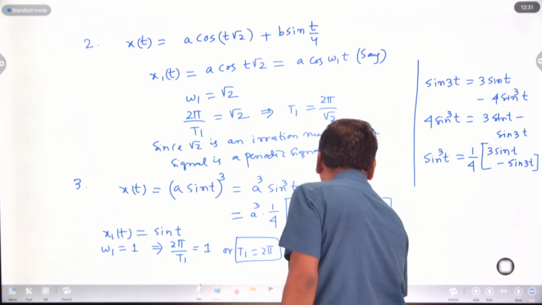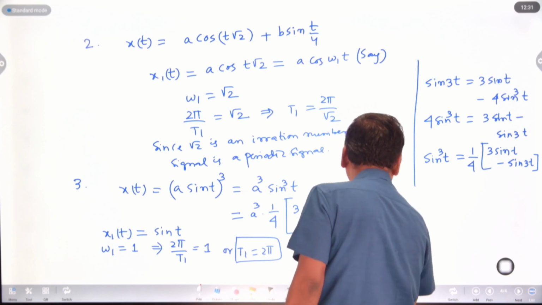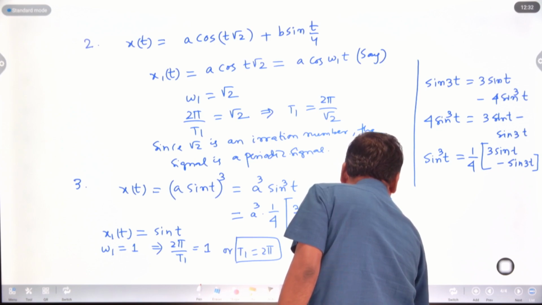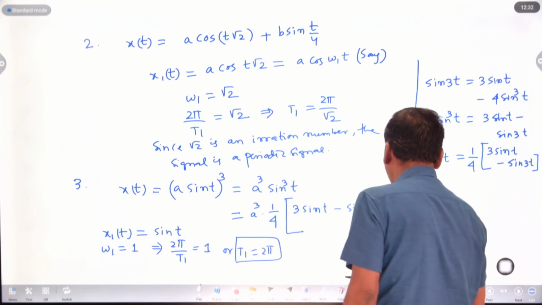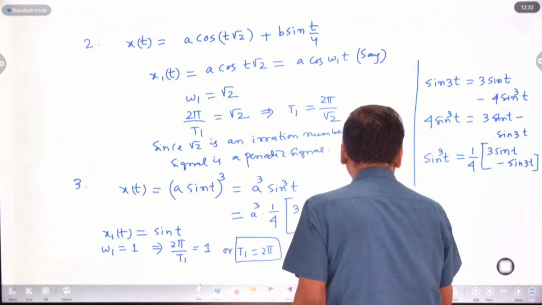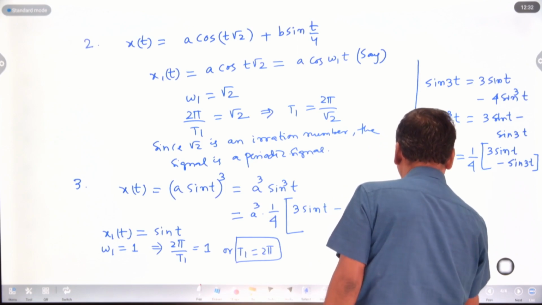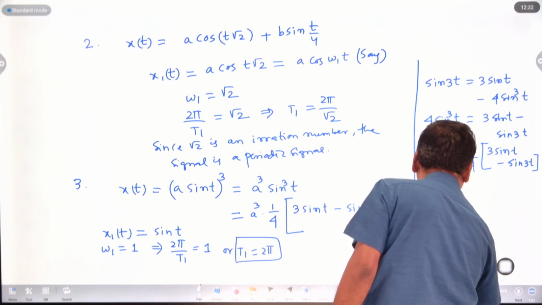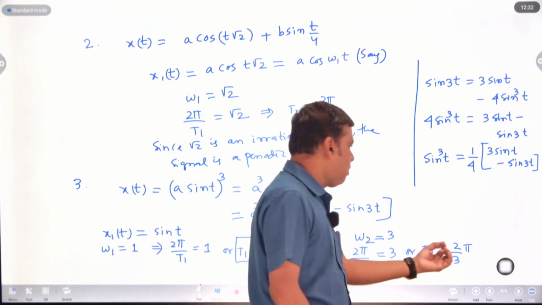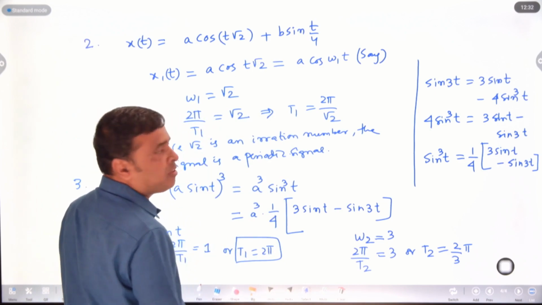Similarly, the second signal: sin omega 2 t, where omega 2 equals 3. Omega 2 is nothing but 2 pi by t2. So 2 pi by t2 equals 3, or t2 equals 2 by 3 pi. So t1 equals 2 pi, t2 equals 2 by 3 pi. Then calculate t1 by t2 to see whether the signal is periodic or not.